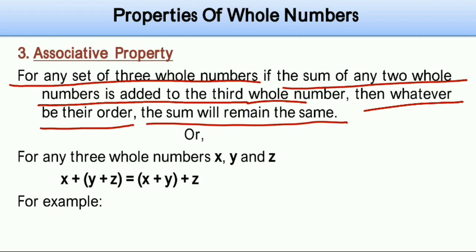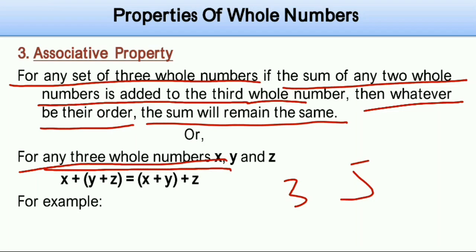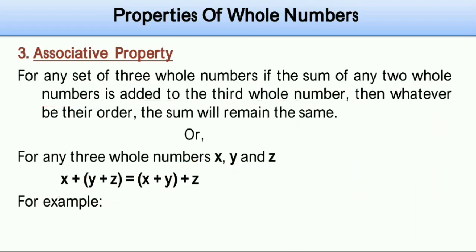In other words, for any three whole numbers x, y, z, in place of x I had taken 3, in place of y I had taken 5, in place of z I had taken 8. Any three whole numbers, like 9, 15, 17, if you take them, you will observe that x plus y plus z is the same whether you group the last two numbers or the first two numbers. The result will be equal. So this is the associative property.